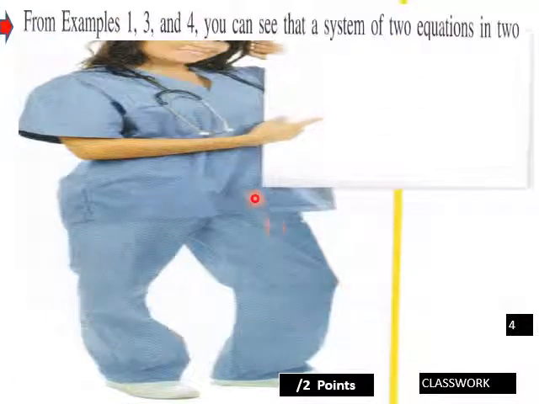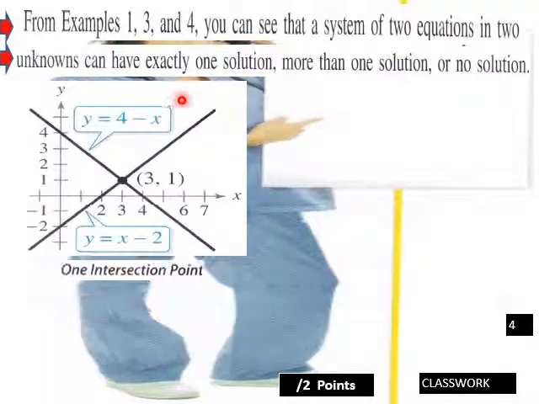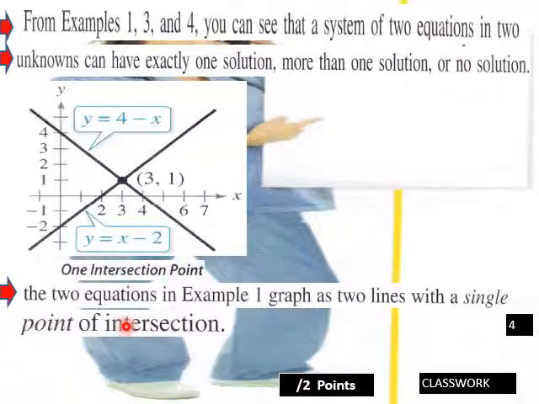And then I don't do that. That's up to you. Okay, so into our classwork. For examples 1, 3, and 4, you can see that a system of two equations and two unknowns can have exactly one solution, more than one solution if it's got like a parabola or something, or no solution. So for the two equations in example 1, the graph has two lines with a single point of intersection. This was from example 1.